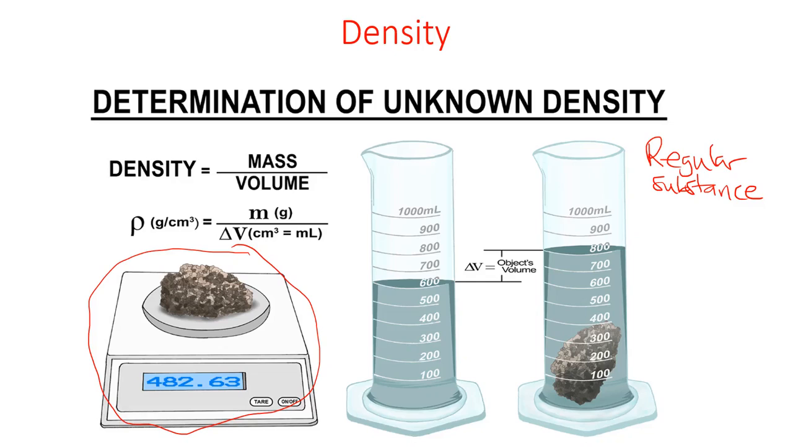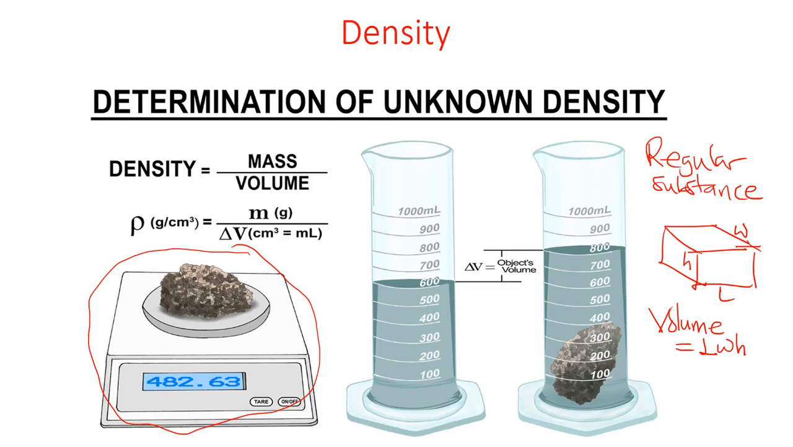If you are measuring a regular substance, like if you have a substance that has a regular shape, like this one, you can just measure the length, height, and width. You get volume from there. So you say the volume is equal to length times width times height. So you can obtain the volume by using a ruler.